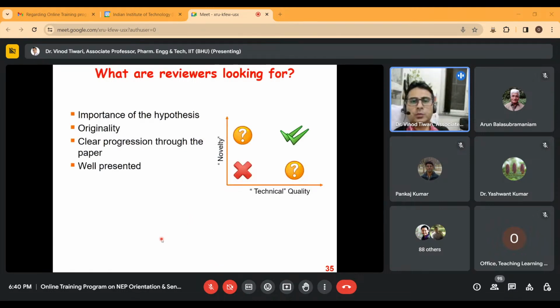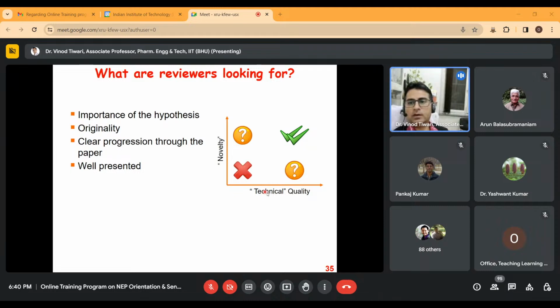Now, what do reviewers actually look at when you submit your work for publication? Reviewers mostly look at the hypothesis: whether the hypothesis is significant, whether it is novel, and whether you are answering an important question or not. They will also look for the originality of your work. Then they will look at whether it is making a clear progression in that particular domain, and whether your findings are well presented or not.